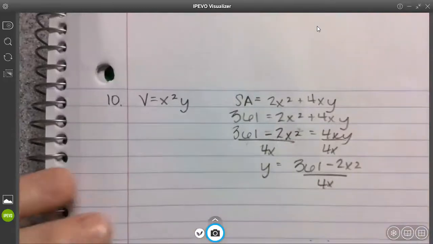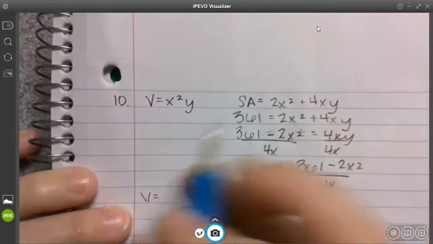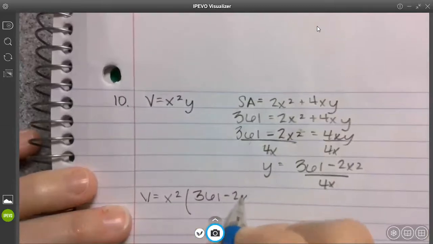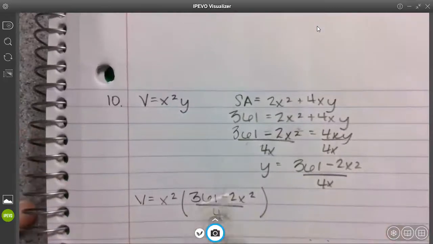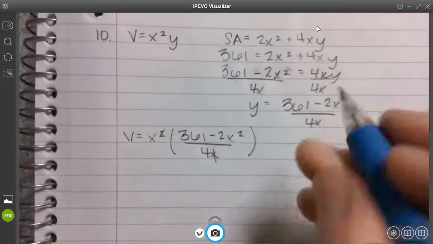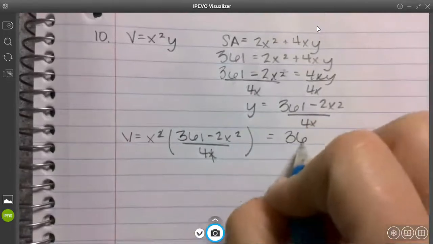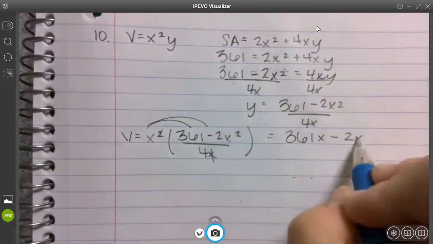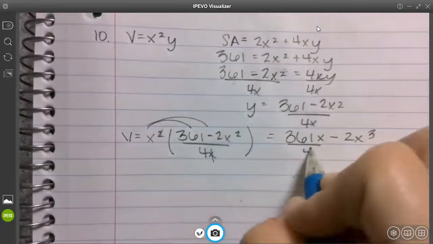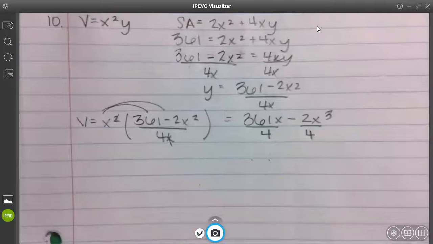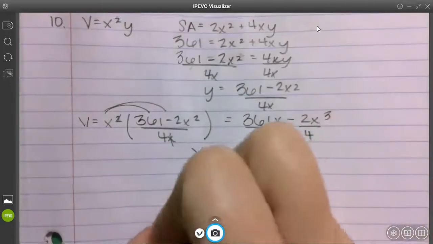You're going to plug that into your volume. x squared times 361 minus 2x squared over 4x. And what I said on the last one was you could have taken out that x right there. So this 2 will cross out and this x will go away, which will give you 361x when you distribute, minus 2x cubed. And we can split it to both over 4, just like we did on the last one. This will help us take the derivative better.